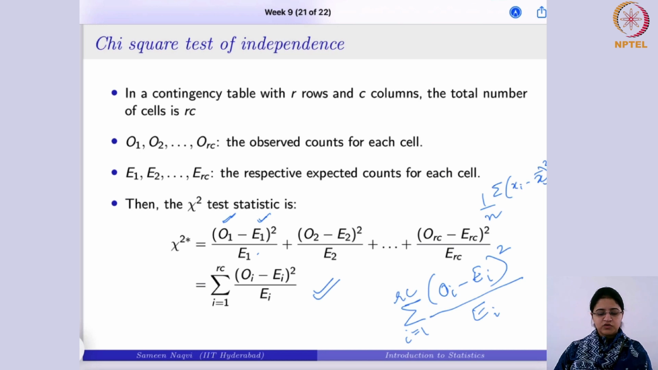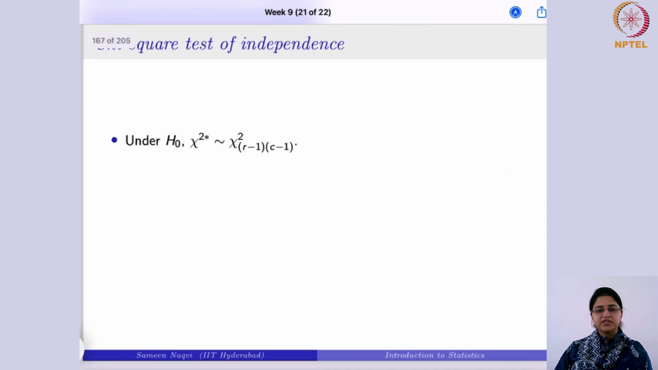Okay. So you have the observed counts, you have the expected ones, you perform this and find this chi-square test statistic, and then you find the critical value. Under the null hypothesis, it would follow chi-square with R minus 1 times C minus 1 degrees of freedom, because R is the number of rows and C is the number of columns. So the degrees of freedom will basically be R minus 1 times C minus 1.